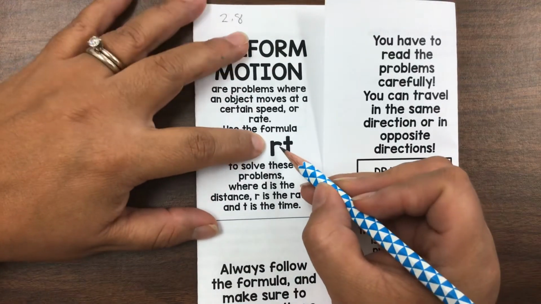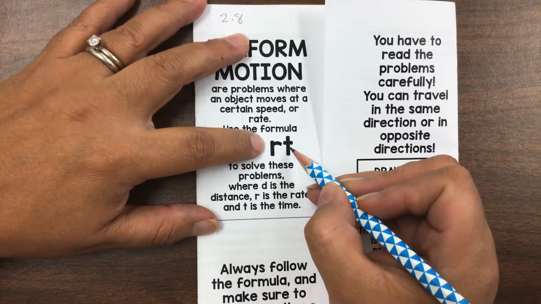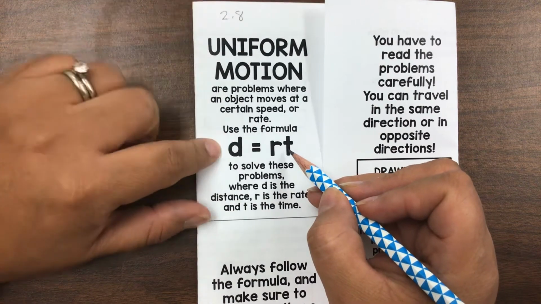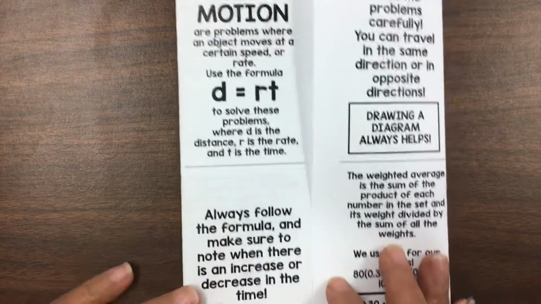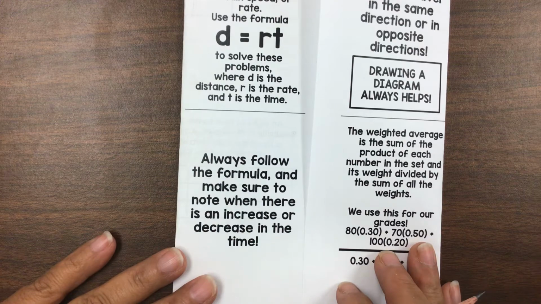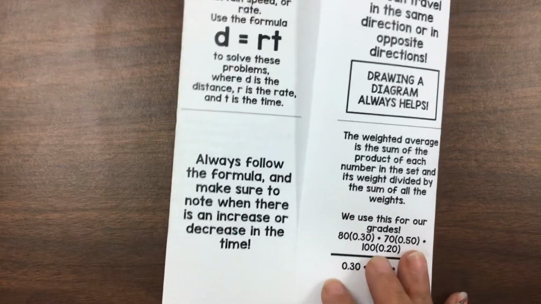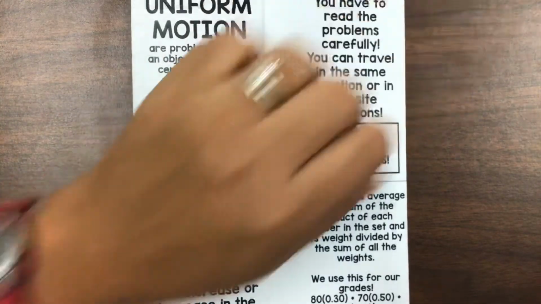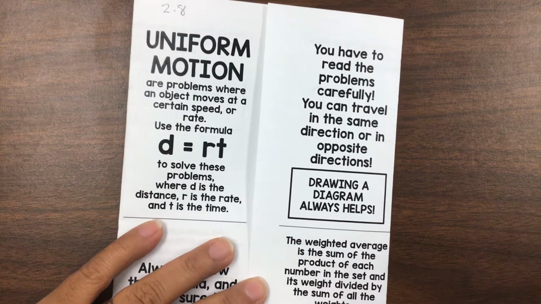If I had told you that I was going to drive 60 miles per hour for 2 hours, that means I traveled 210 miles per hour, miles. And so we know these concepts. We've seen them before. Always follow the formula and make sure to note when there is an increase or decrease in time. So what does that mean? That means when I say specifically that there's more time needed for another vehicle, for example, you have to read the problem carefully.